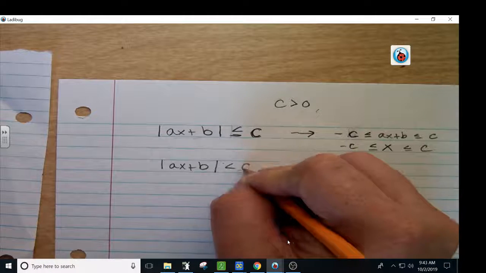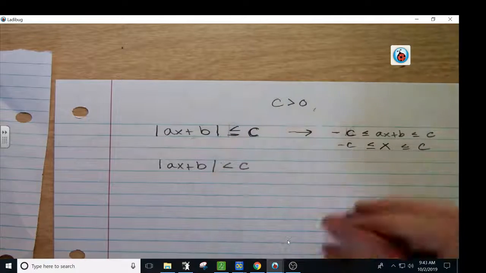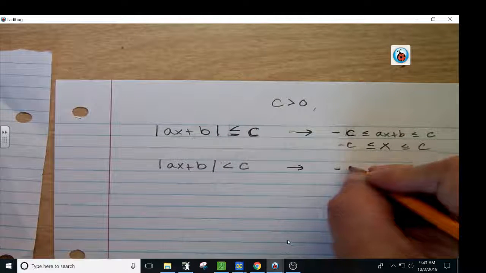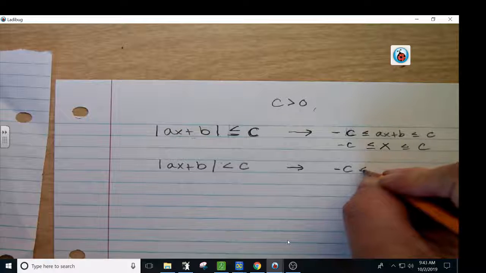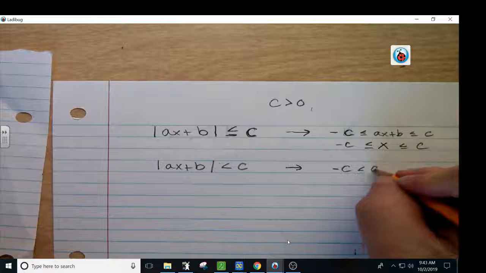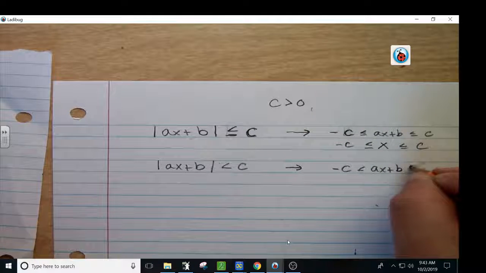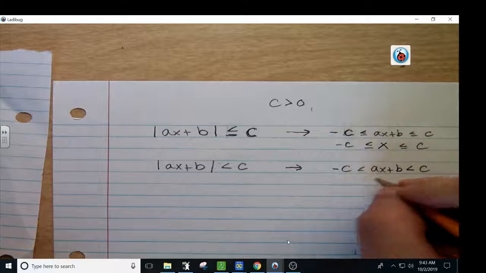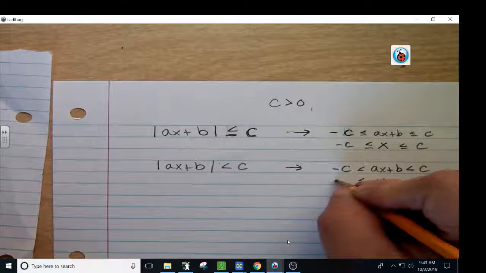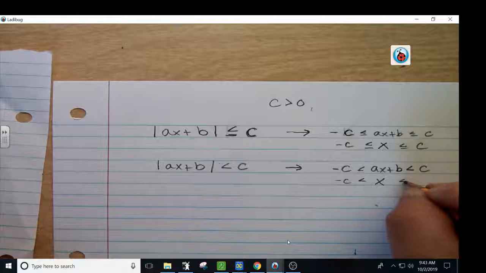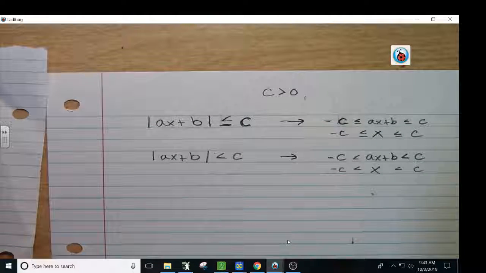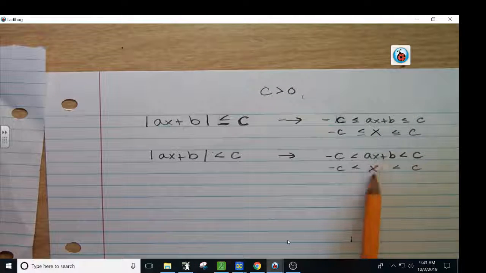Now, if it's not less than or equal to, but just less than, it's still going to look basically the same. It won't have the equal to. And after you solve it back down, it'll be this. This is what it'll look like when you start. This is what it'll look like when it's finished.